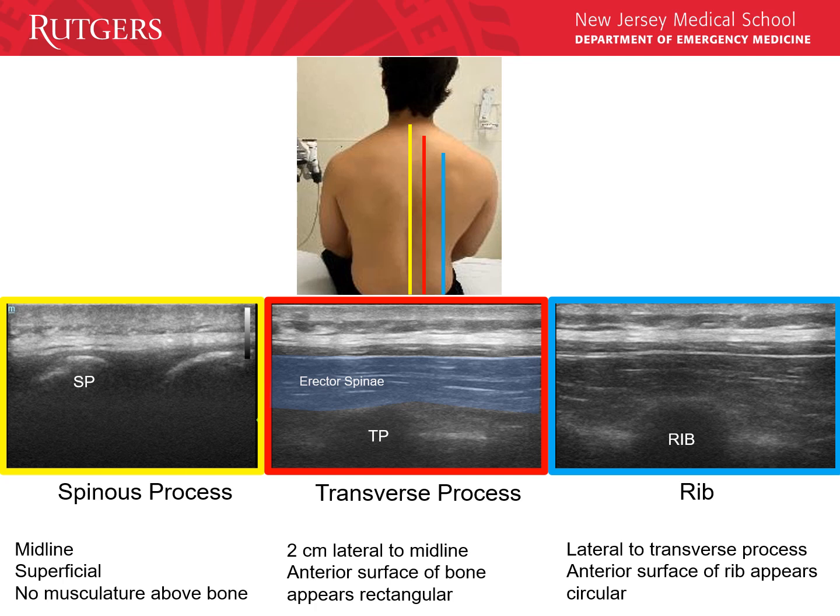Next, move about 2 centimeters laterally in either direction to visualize the transverse processes. This is depicted as a rectangular structure below the erector spinae musculature. Be sure to differentiate the transverse processes from the ribs, which are also seen further laterally as rounded structures.